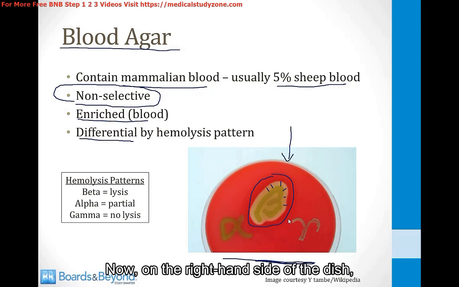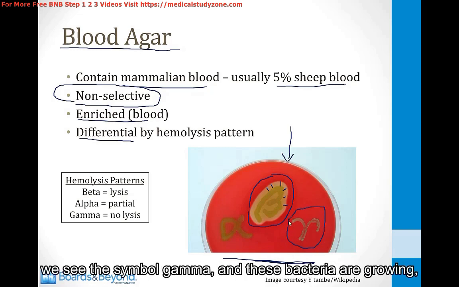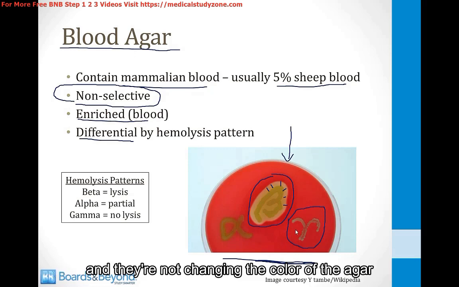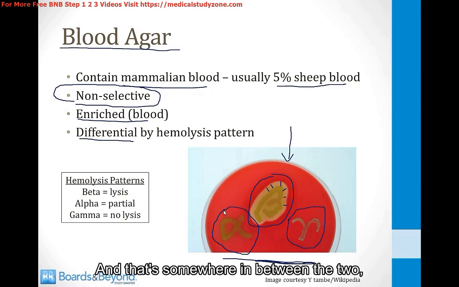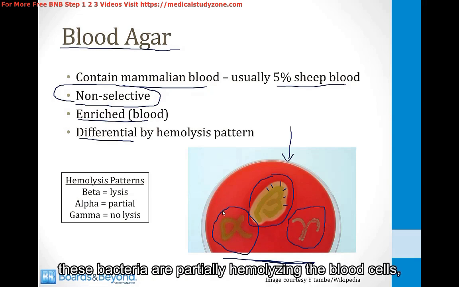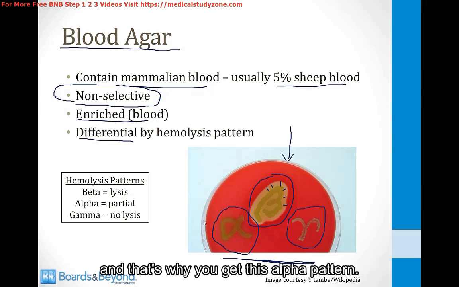Now, on the right-hand side of the dish, we see the symbol gamma. And these bacteria are growing, and they're not changing the color of the agar around them at all. These bacteria are not hemolyzing the red blood cells at all, and they're called gamma hemolytic. And then alpha hemolytic is over here on the left side of the dish, and that's somewhere in between the two. These bacteria are partially hemolyzing the blood cells, and that's why you get this alpha pattern.